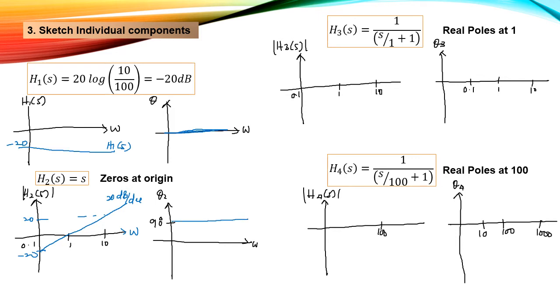For the third component, you have poles at 1. The line will be zero until 1, and since it is a pole, it goes down by 20 dB per decade. And for real poles, it is negative 45 degrees at 1, extend to the earlier and next decade, and the rest will be 0.